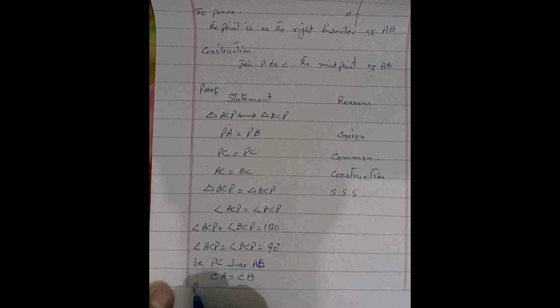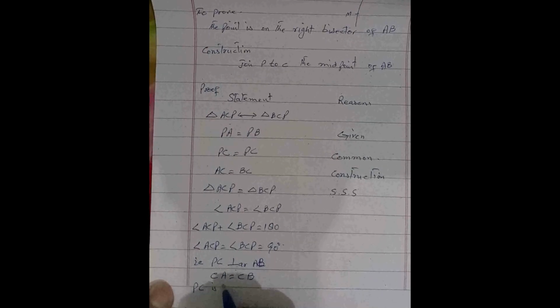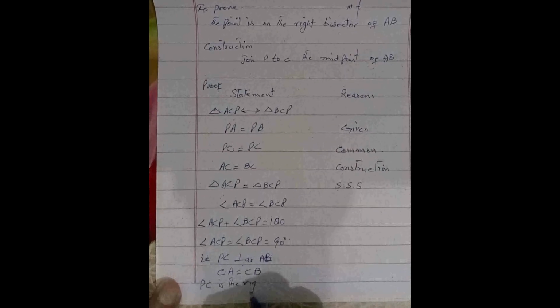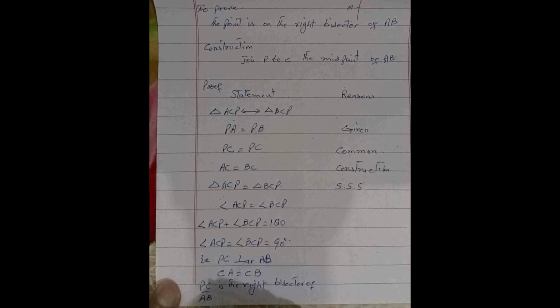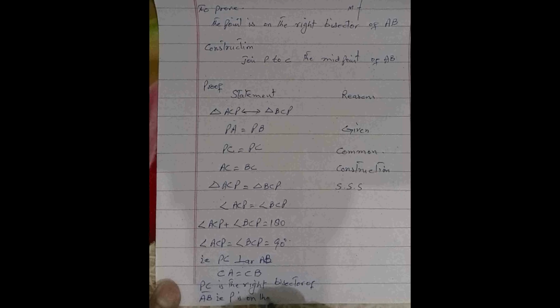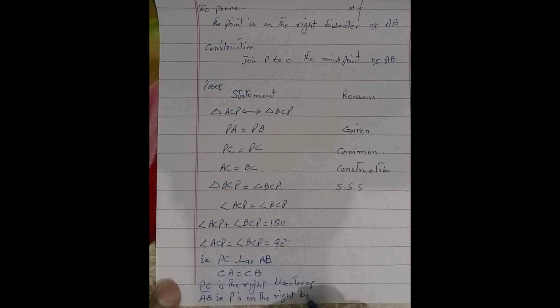So PC is the right bisector of AB. Therefore, point P is on the right bisector of AB, and hence the theorem is proved.